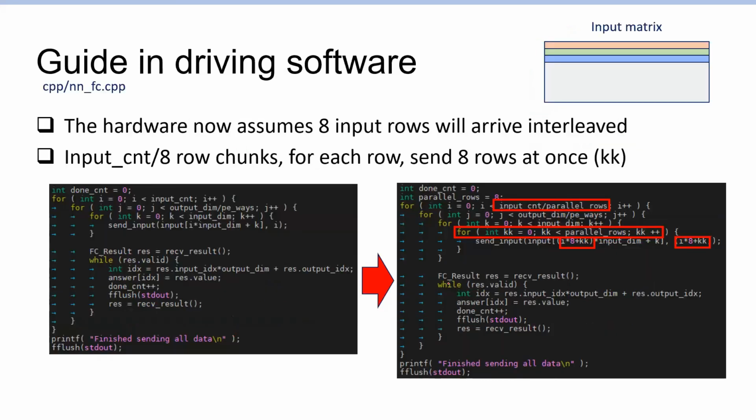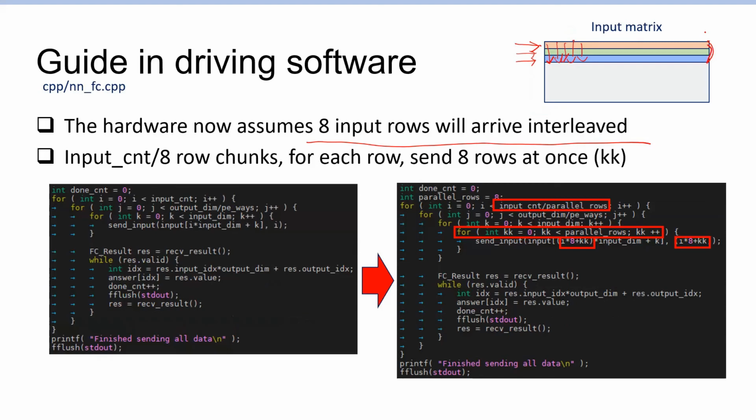And the software, like I mentioned before, needs to be modified a little bit to accommodate all of this as well. So the hardware now assumes 8 input rows will arrive interleaved. So instead of sending this row at once, this row at once, and then this row at once, we are sending this column first, and then this column, and then this column, and this column, until we send everything.